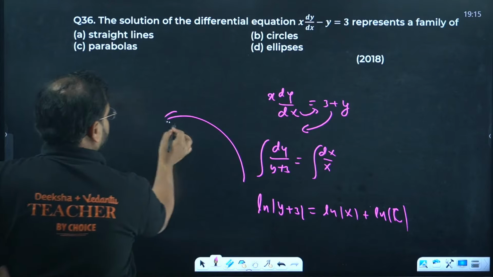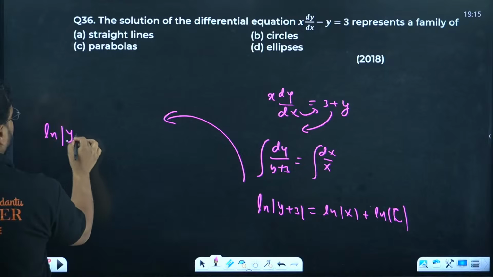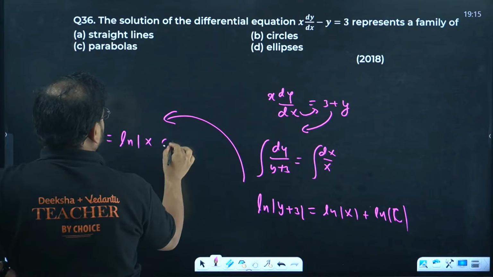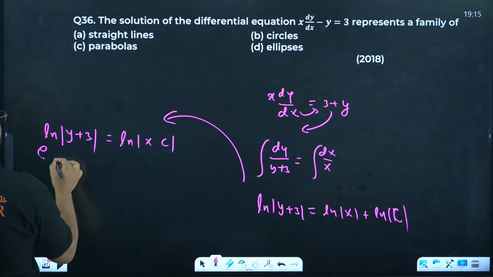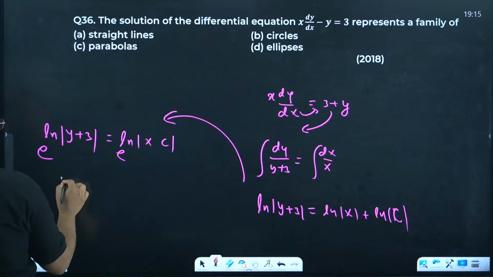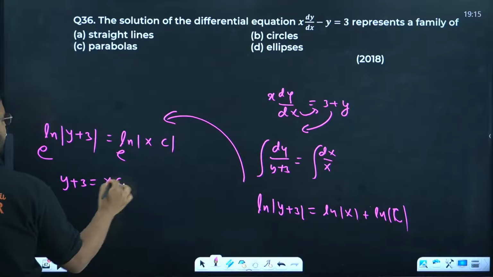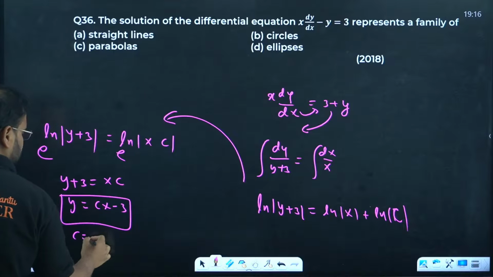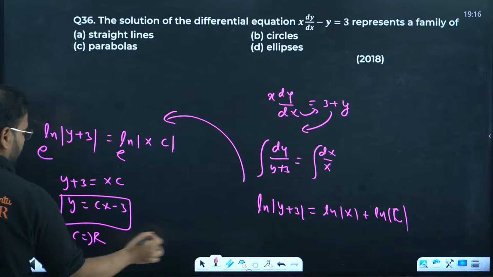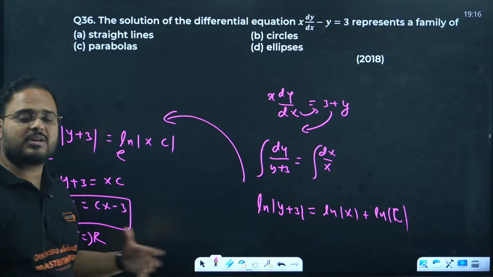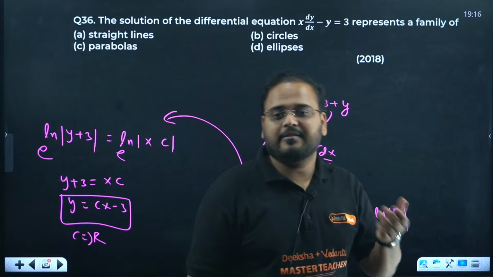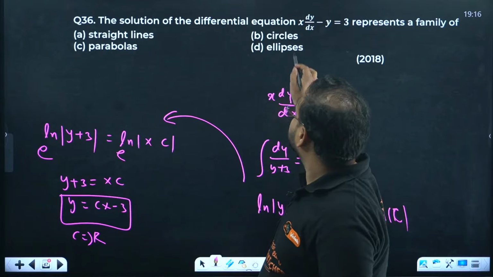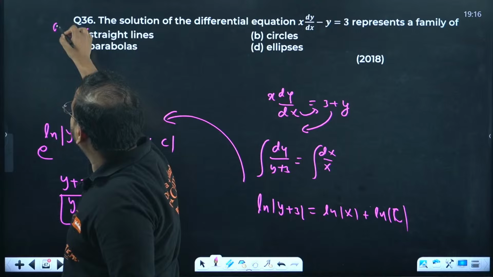So we have ln of y plus 3 equals ln x plus ln c, and log a plus log b becomes ln of x into c. Take e on both sides, e and log cancel each other. You have y plus 3 equal to xc, so y equals cx minus 3. Whatever real value you take for c, 0, 1, 2, minus 1, minus 2, minus 1.5, you'll have a different equation. This represents what? A straight line equation. 36 is A.